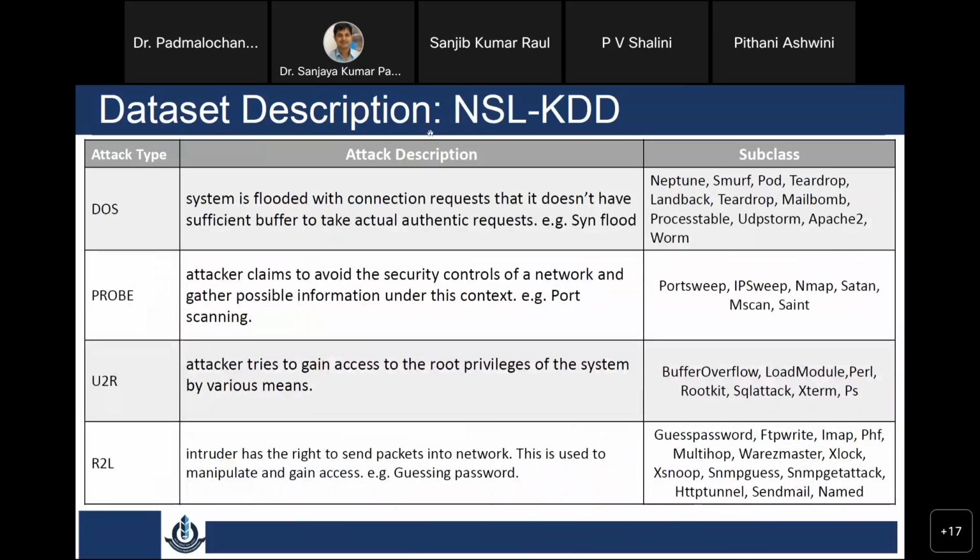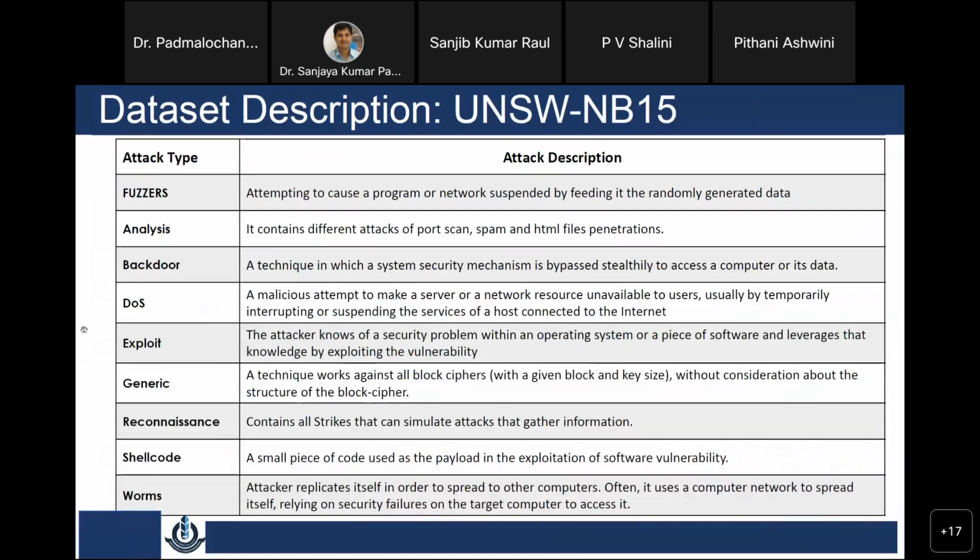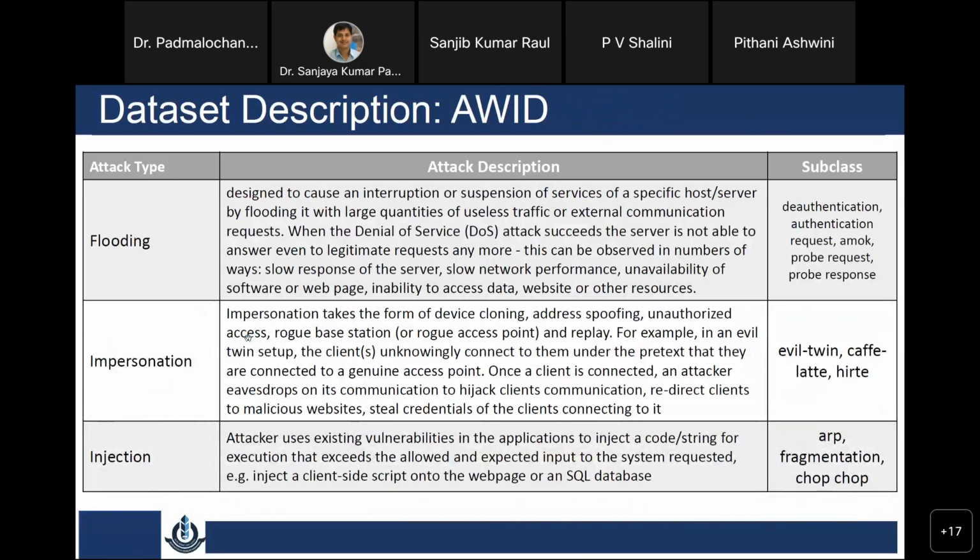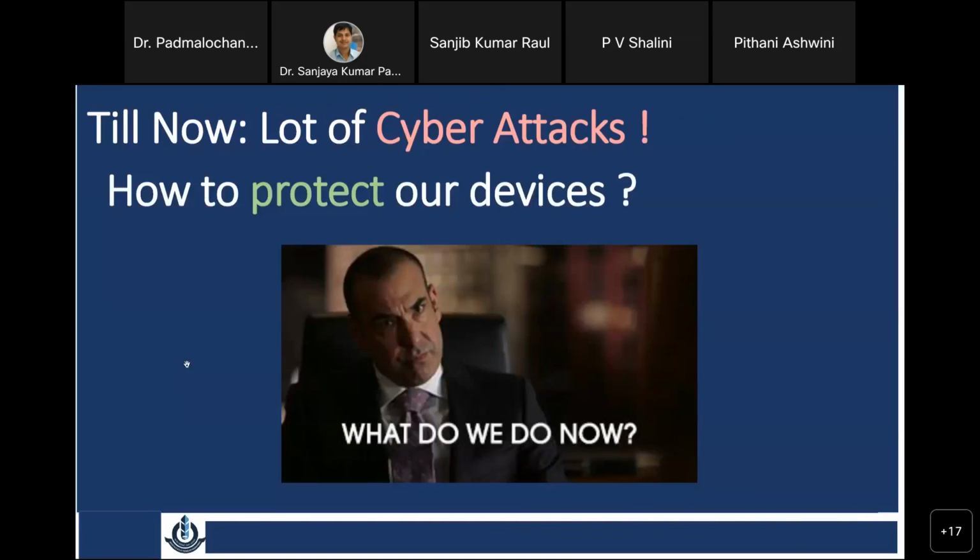This is a description of the NSL KDD dataset. I will not talk much about it. You can see that various types of attack records are there in this dataset. Similarly, UNSW NB15 has various types of attack records. AWID is another dataset which is also used. So far we see that a lot of potential attacks are possible in our systems or in our network.